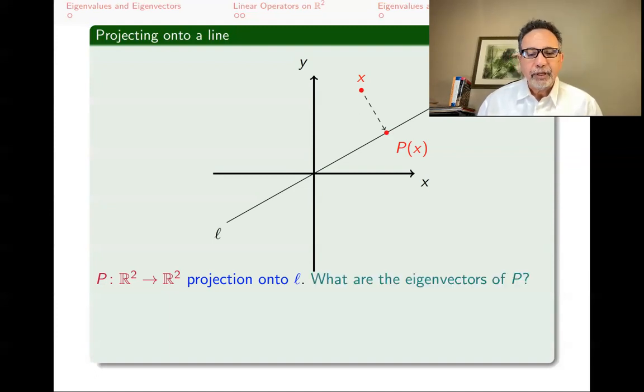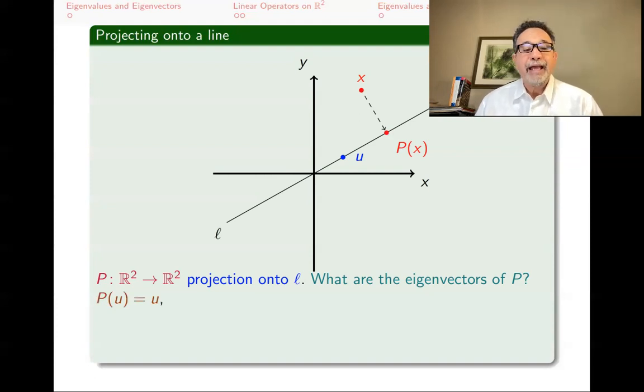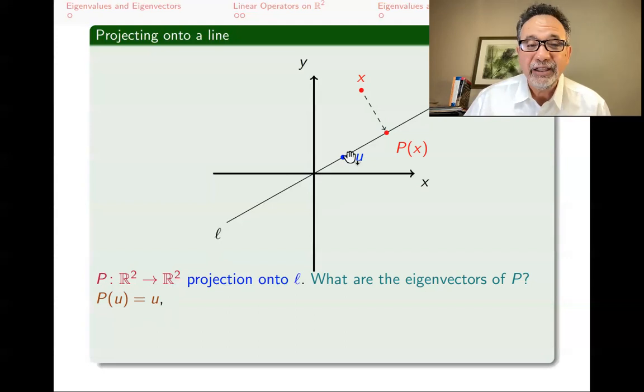Well, if you start with any vector u on the line L, then what will the projection be? Well, P of u will be u. And what does that mean? Well, that means that u went to a multiple of itself. It went to itself. So here, the eigenvalue is 1 and the eigenvector is u. So every vector on the line, other than the 0 vector, which is not an eigenvector, is an eigenvector with eigenvalue 1.